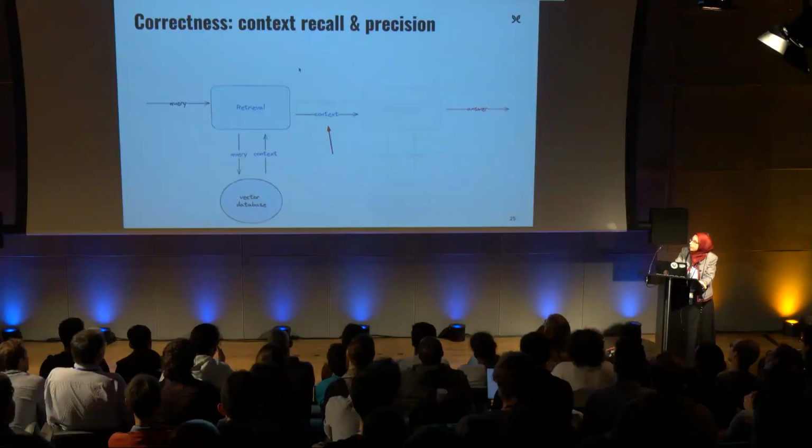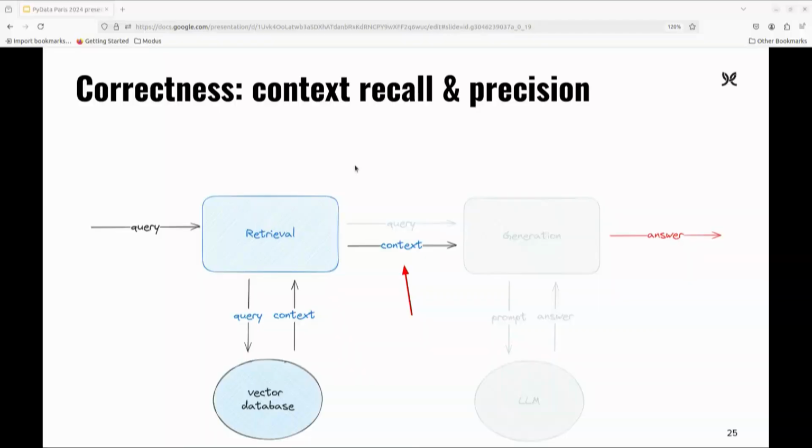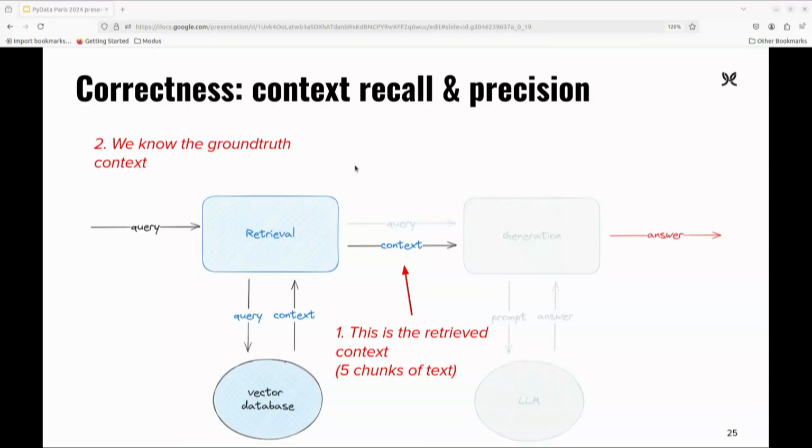So let's start with the metrics related to retrieval. And I'm talking in this case about context recall and context precision. So you see that in our RAG system, we are getting the context out of the vector database. And in this case, we are getting 5 chunks out of the vector database. Each is about 500 tokens. But we are lucky because we are doing an experiment, so we know what the context should be.